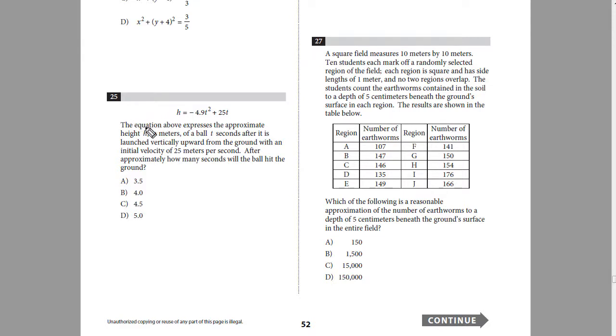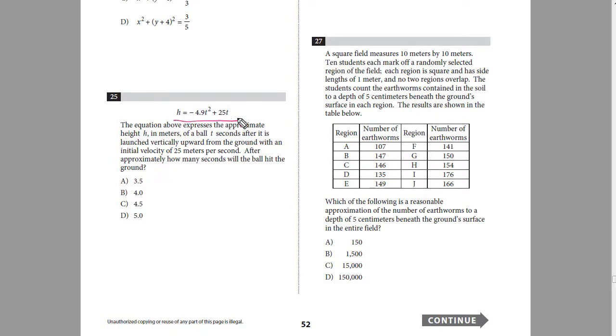Question number 25. h is equal to negative 4.9 t square plus 25t. The equation above expresses the approximate height in meters of a ball t seconds after it is launched vertically upward from the ground with an initial velocity of 25 meters per second. After approximately how many seconds will the ball hit the ground?